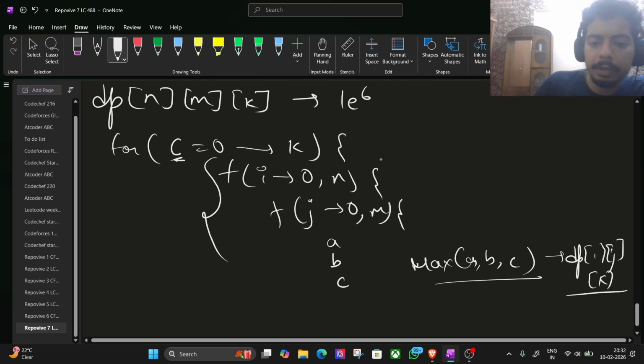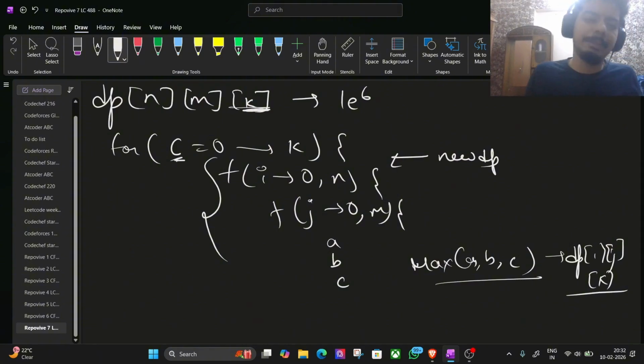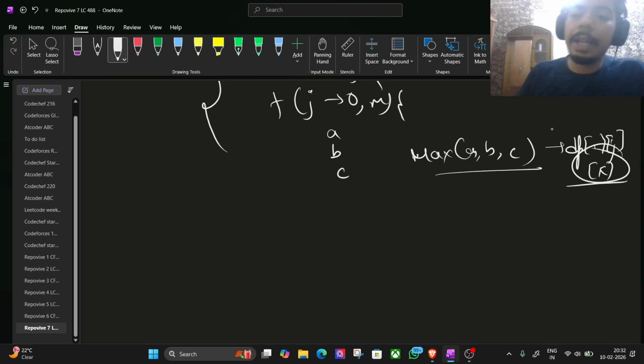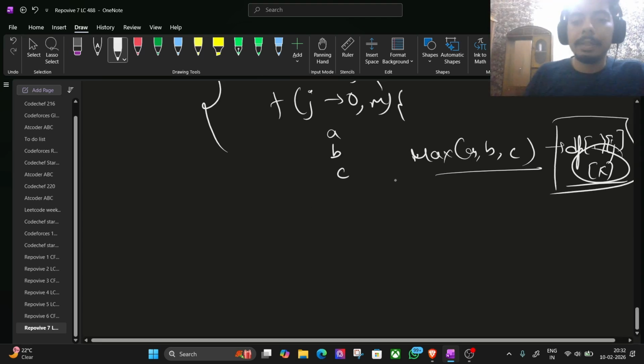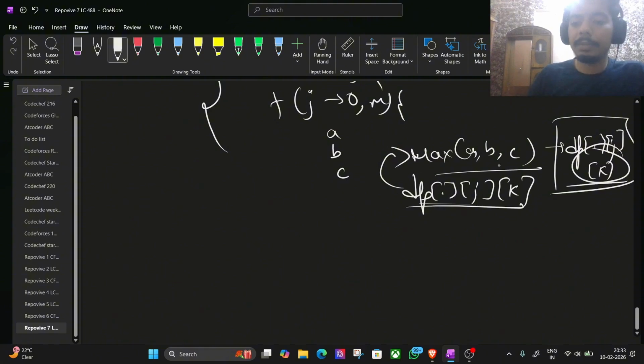You can make a new dp also here to reduce this dimension k. You can also do this. Both are working, it's not a very complex task. You can make this, or you can directly do this. This is easy. So you make dp[i][j][k], and put the maximum of a, b, c, all three calls which we have discussed.